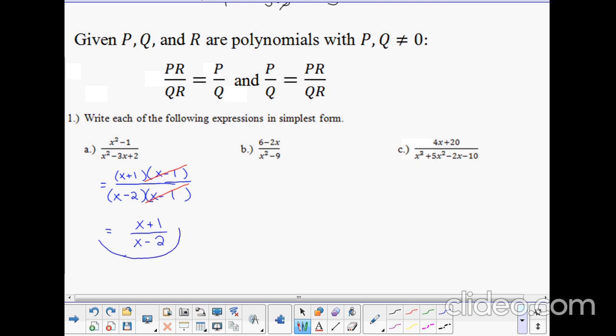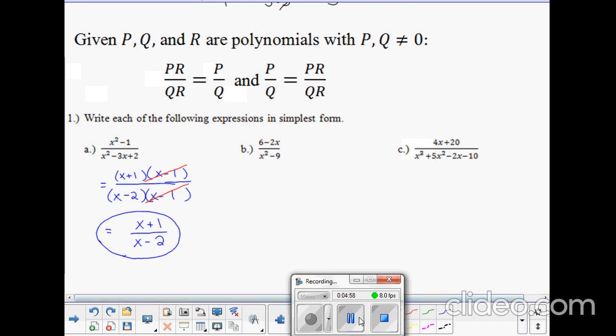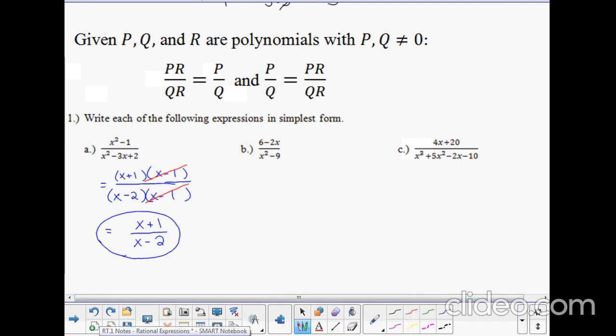Again, I cannot cancel the x's because those are terms, not factors. So the only thing that can be divided are polynomials or factors of the original expression. So the simplest form of this expression would be x plus 1 over x minus 2. Eventually we'll look at what x minus 2 in the denominator means in terms of function, but for right now we're going to focus on the simplifying.